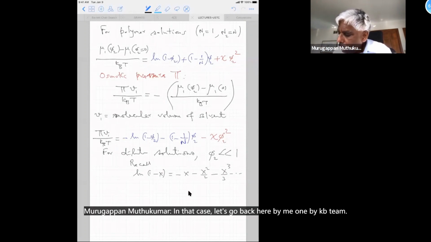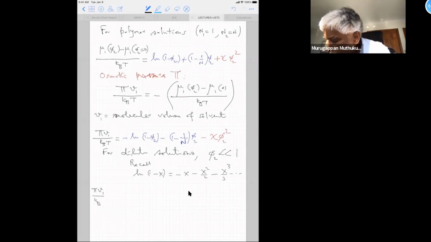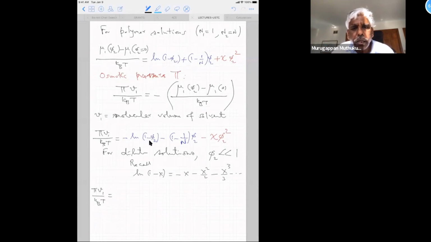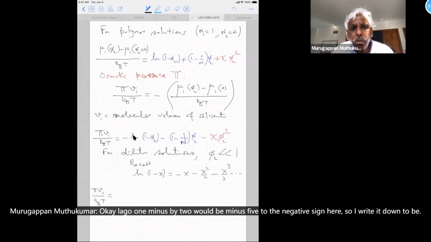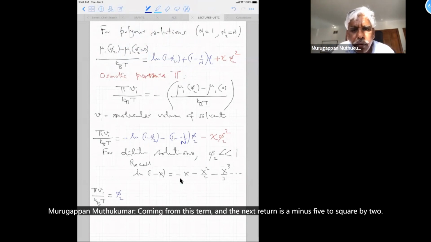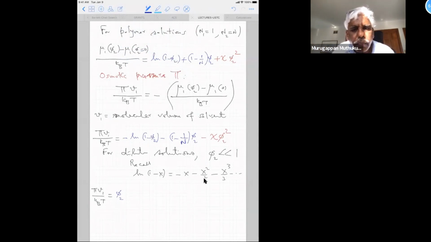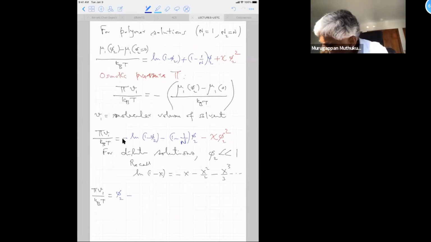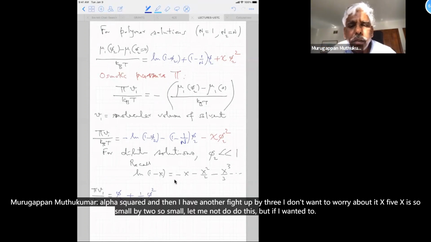In that case, let's go back here. Pi V1 by kBT is equal to, let's work it out, minus log 1 minus phi 2. Log 1 minus phi 2 will be minus phi 2, and there's a negative sign here, so I write it down to be phi 2 coming from this term. The next term is minus phi 2 squared by 2, and then I have another negative sign. Therefore, plus half phi 2 squared. And then I have another term, phi 2 cubed by 3. I don't want to worry about it.